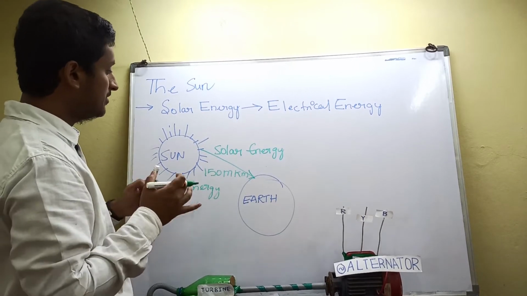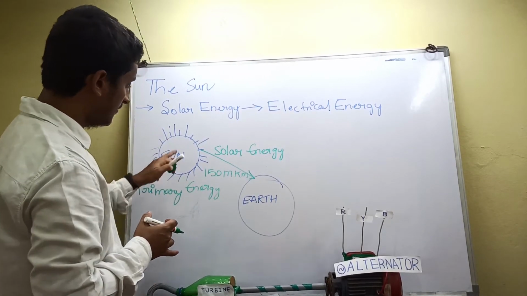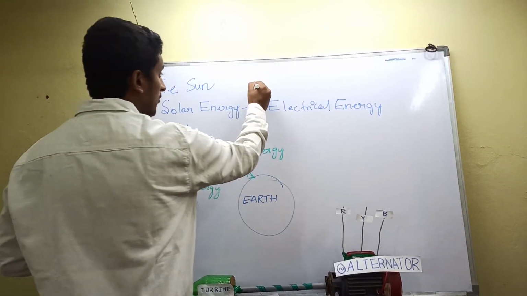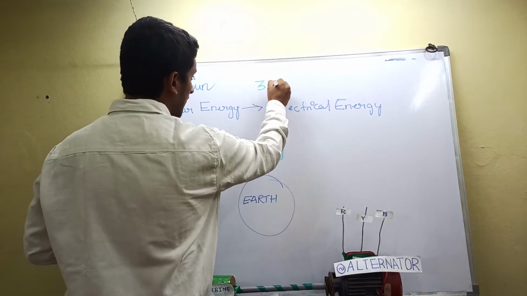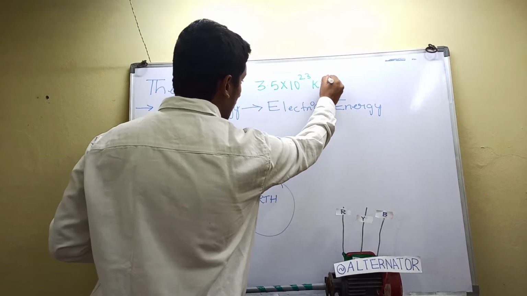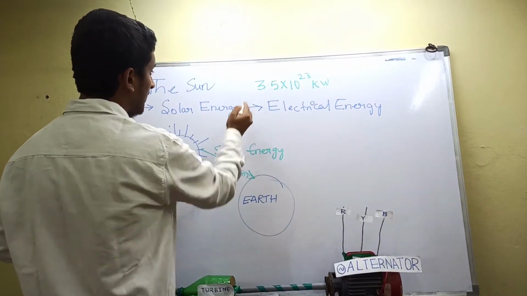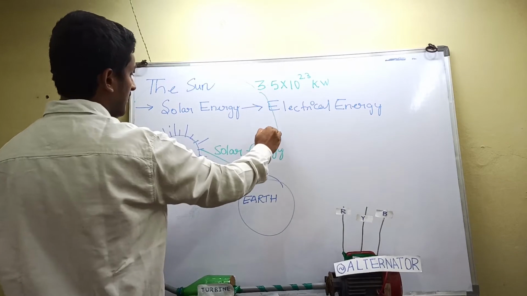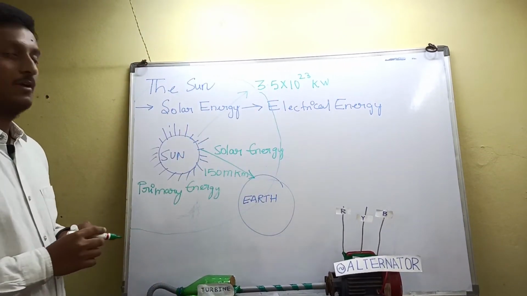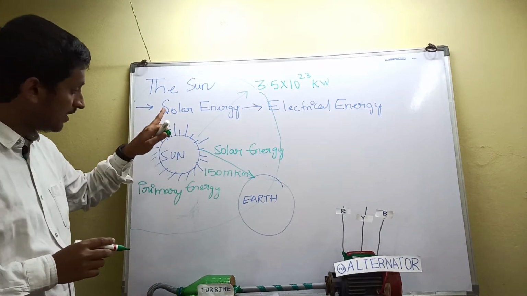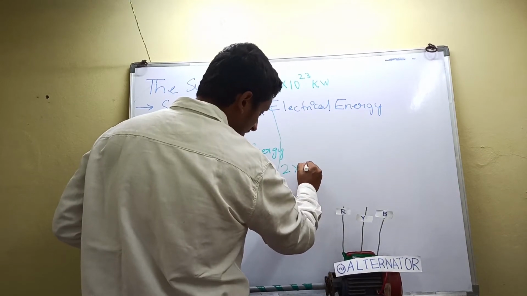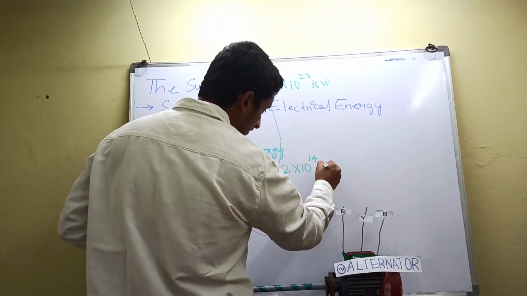The energy which is radiated from the sun into space is about 3.5 into 10 power 23 kilowatts. When it is in space, we can say that the energy radiated into space is this much. And the energy which is radiated from the sun to the earth is 2 into 10 power 14 kilowatts.